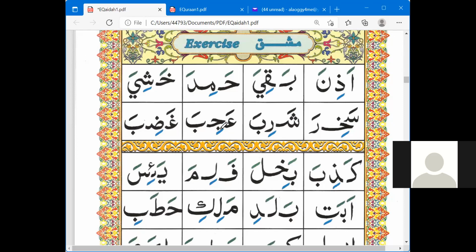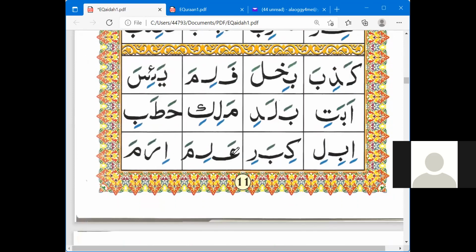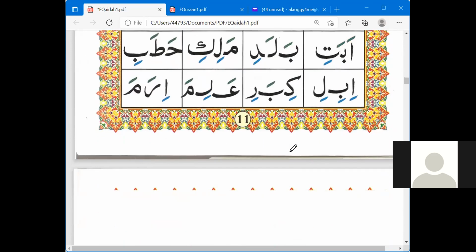Open mouth, show teeth. Open mouth, show teeth. Ain fatha a, lam kasra li, and mim fatha ma. A, li, ma.